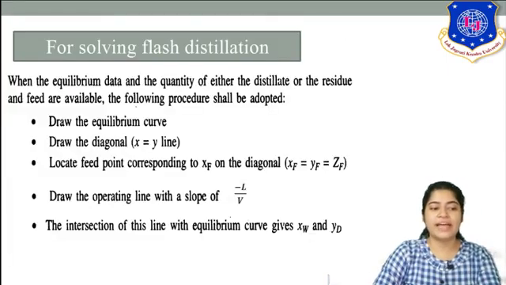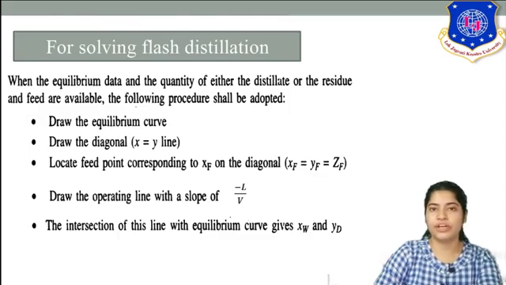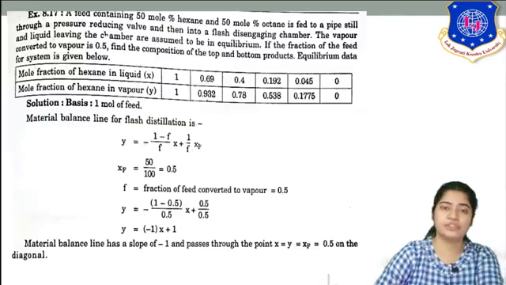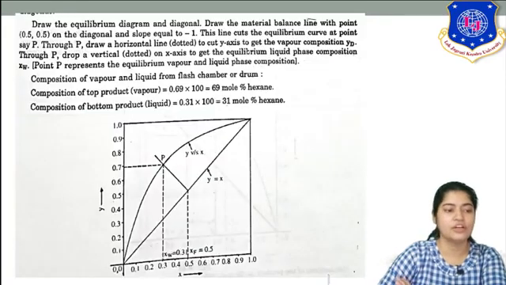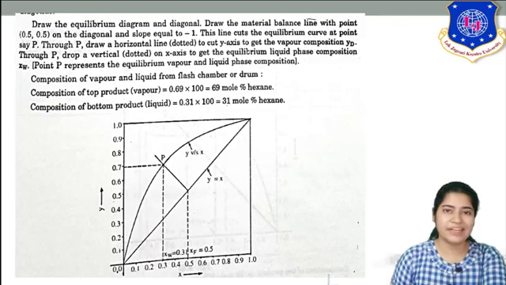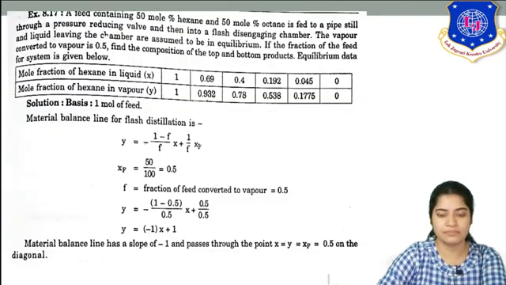On the diagonal, you have to locate your feed point. XF equal to YF equal to ZF. So that is your feed composition, which you plot on the diagonal line. Now from the diagonal line, draw your operating line such that its slope is minus 1. You calculated the slope as minus 1.